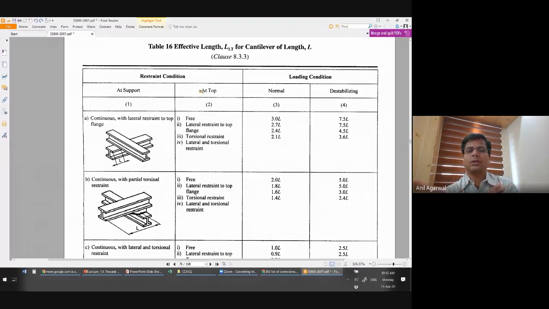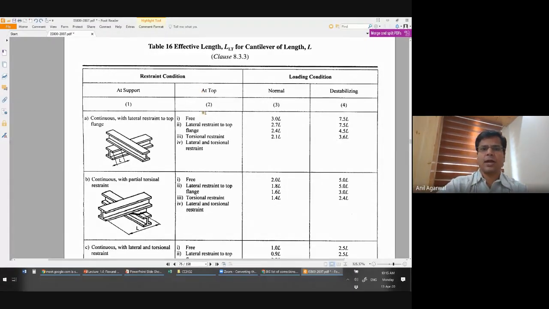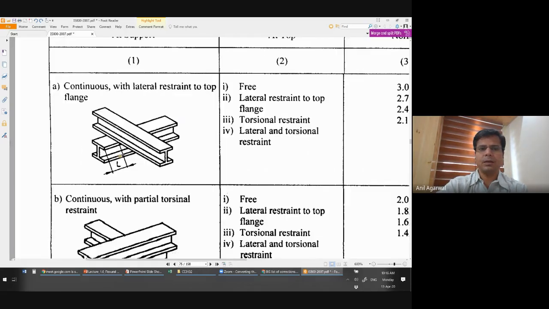Now what you're talking about is lateral restraint condition here. So at the top, that means at the free end, whether the lateral movement is free, whether the lateral restraint is provided only to the top flange, whether only torsional restraint is provided at that free end, or lateral and torsional restraint are both provided. In this particular case, they have shown two beams and it makes it very confusing which one is actually the beam and which one is actually the restraint.